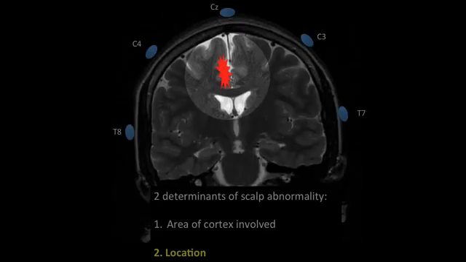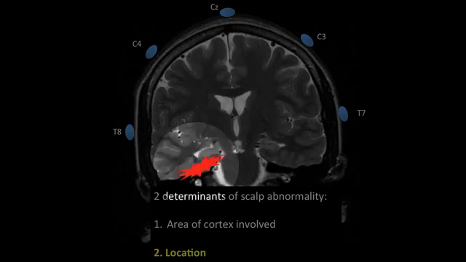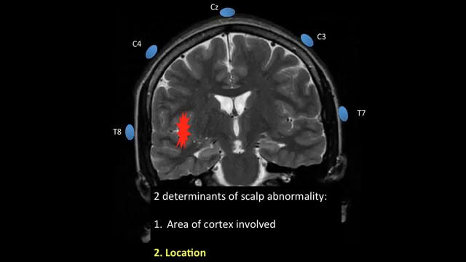If a deeper area of cortex was involved, such as in the cingulate gyrus, shown here, in the mesial temporal structure, shown here, or in the insular cortex, shown here, it may be less likely that such abnormalities would be picked up by the more distant scalp electrodes.